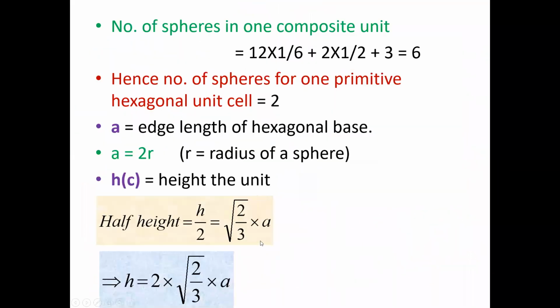So in the book, you will find, not in your NCERT book, the half height is 2 by 3 root over A. A is the hexagonal base length. 2 by 3 root over A. So full height is equal to 2 into 2 by 3 root over A.